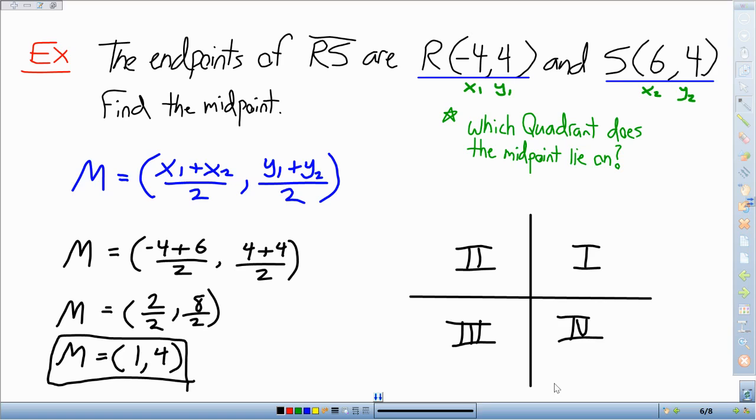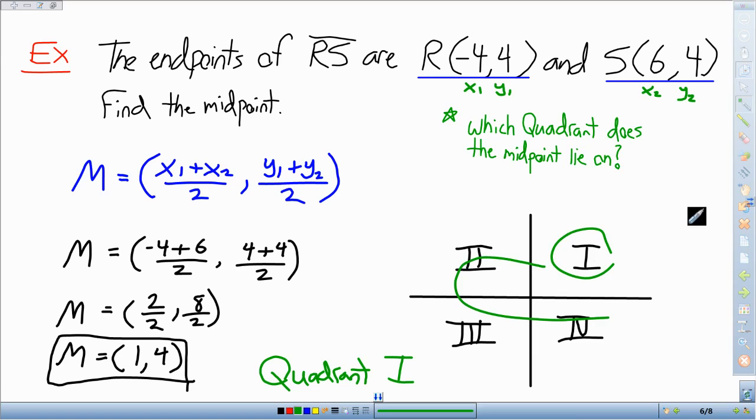So which quadrant does this lie on? If this is at 1, 4, I know that means I'm going to the right 1 and up 4. It would land somewhere here, and that would be in the first quadrant. So let's answer our little bonus question: quadrant 1. Quadrants are really simple. Just remember, start in the top right, go counterclockwise.